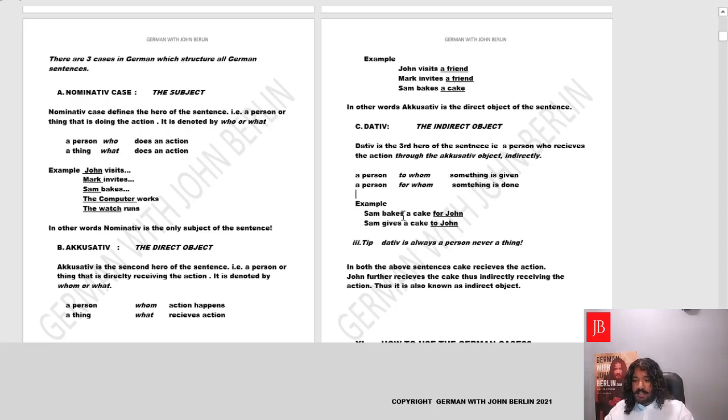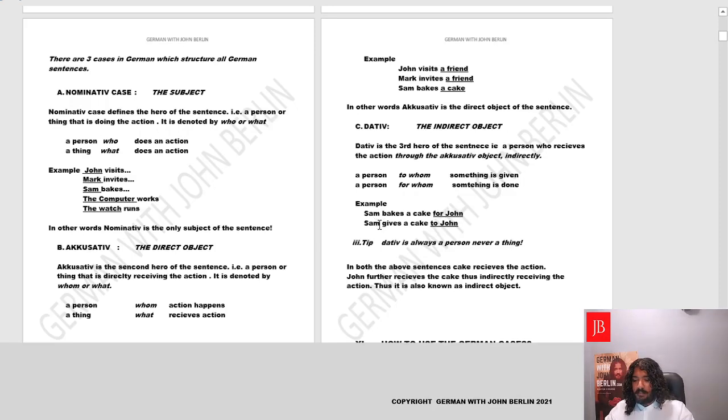For example, Sam bakes a cake for John. So for John is dative. For whom does Sam bake a cake? For John. So John is receiving the action from Sam through a cake. Yes. So basically Sam bakes a cake. Cake is receiving the direct action and the cake is given to John. It's being done for John. So John receives the action indirectly. So for John is dative.